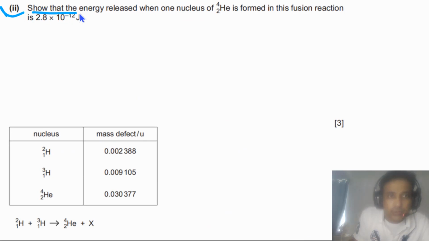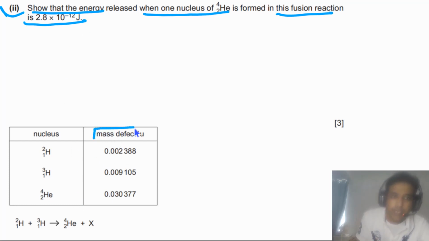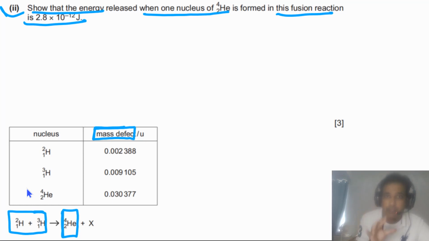Second part says show that the energy released when one nucleus of helium is formed in this fusion reaction is equal to this one. But if you look at the given data, for this question we have mass defect. This is not the mass of nuclei. So the mass defect for the product has to be greater than the mass defect for these reactants. So we will take the mass defect for this one, and we will subtract the sum of the mass defects of these two hydrogen isotopes. So this point is important.